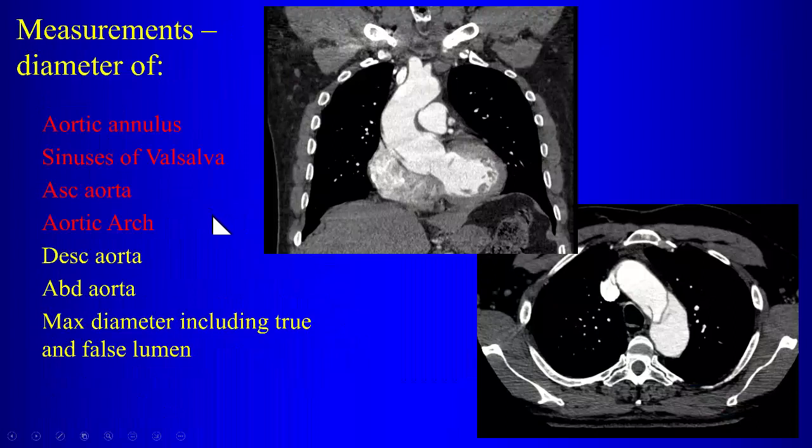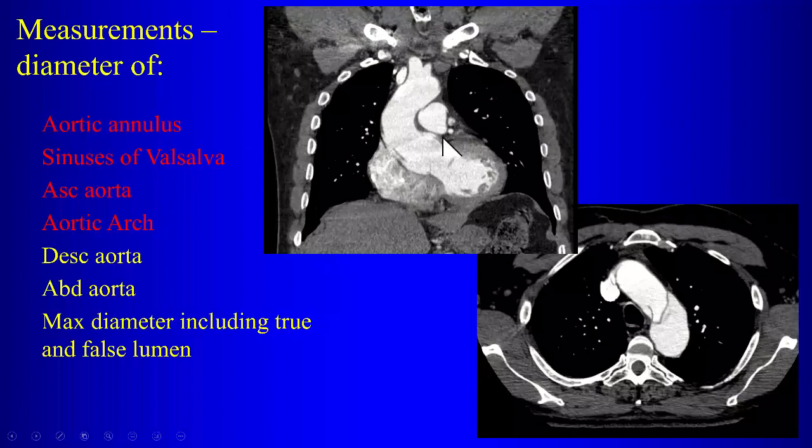The measurements that you want to include in your report are the aortic annulus, sinuses of Valsalva, ascending aorta, aortic arch, descending aorta, and abdominal aorta, and you want to look for the maximum diameter, including the true and the false lumen. These here in red are most accurately measured on your coronal reconstruction. The aortic annulus is this region right here, where you see the insertion of the aortic valve. Here's the left ventricle, so that's the aortic annulus. The sinus of Valsalva, these areas over here just above that, is where the coronary arteries come out.